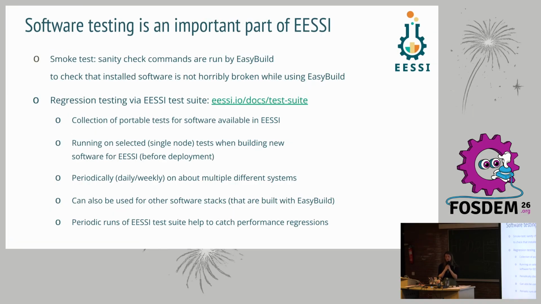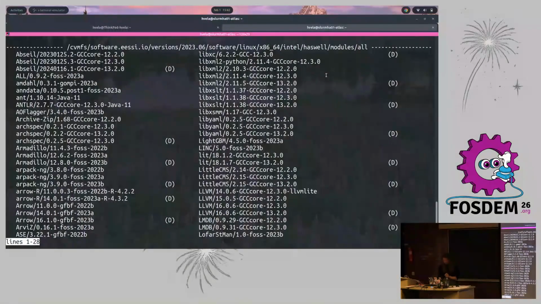Okay, so I said software testing is a really important part of EESSI. EESSI build already does its own sanity checks, but we also do a lot of regression testing through the test suite. That's a lot of ReFrame tests running constantly on different infrastructures. It can be HPC clusters we have access to, but also VMs or cloud machines. And it's better to show you, but I can manage.